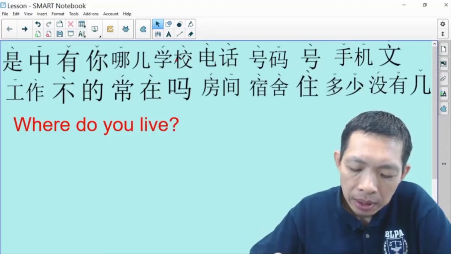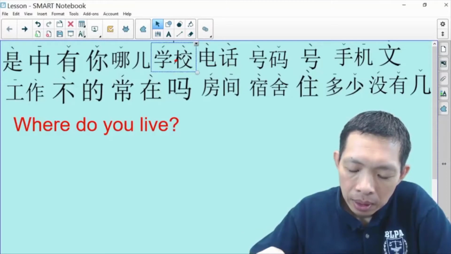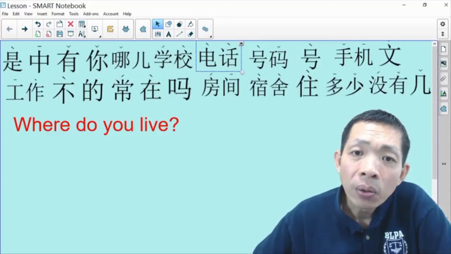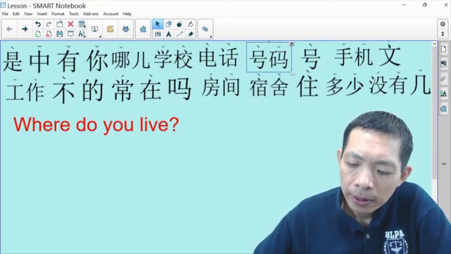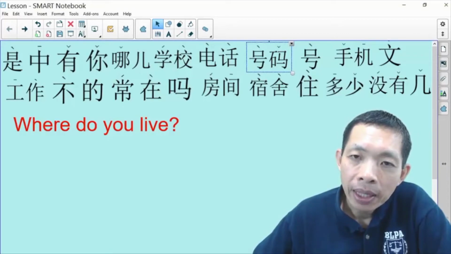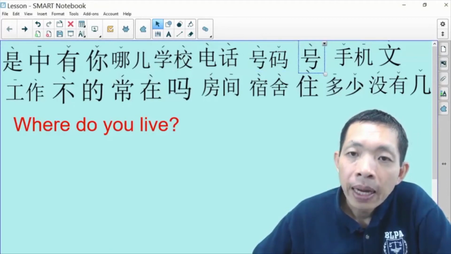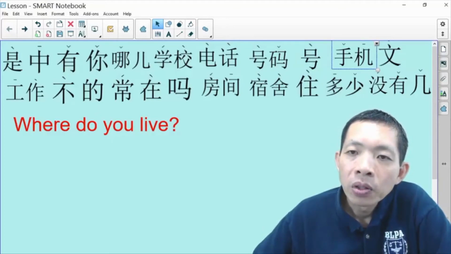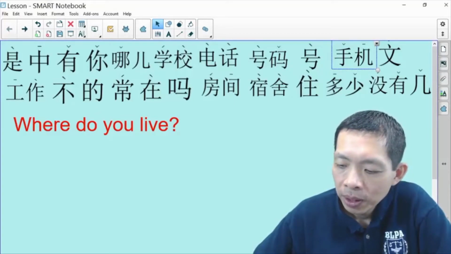This lesson, now this one is actually 学校, right? 学校 is school. This one 电话, 电话. 号码, okay, 号码. They both mean number. How about this one? 手机 meaning cell phone.